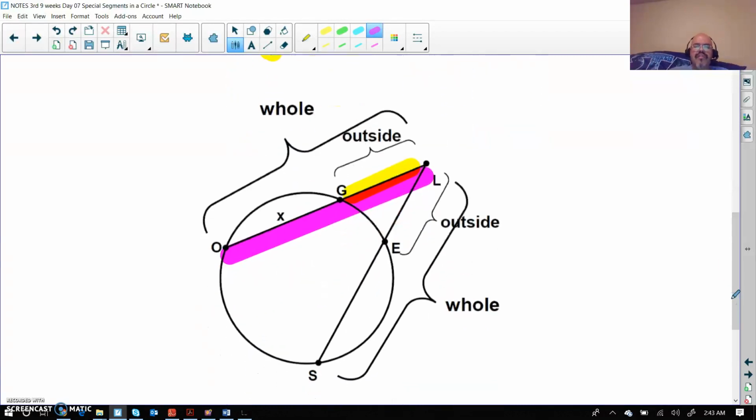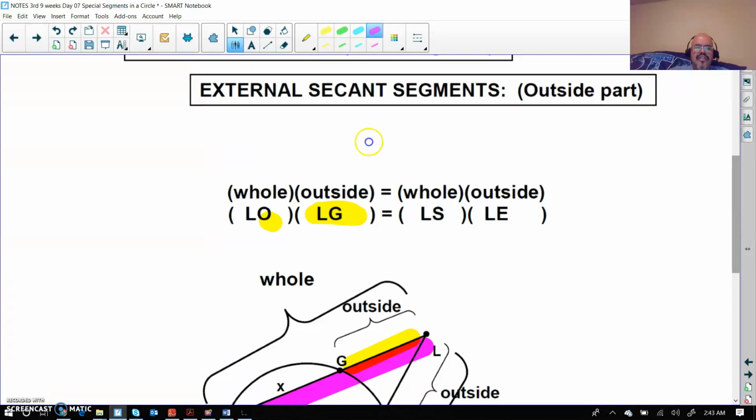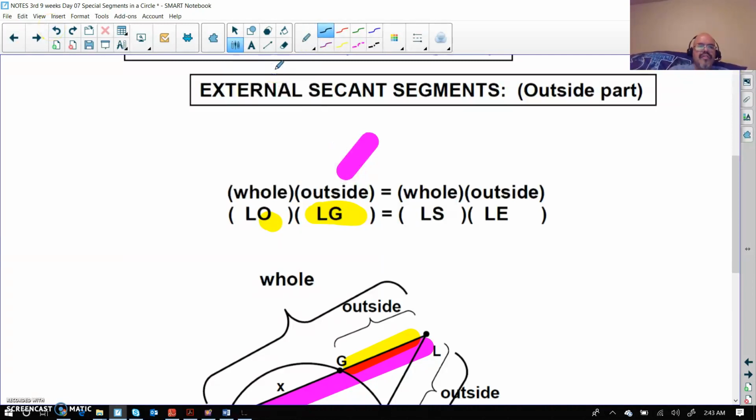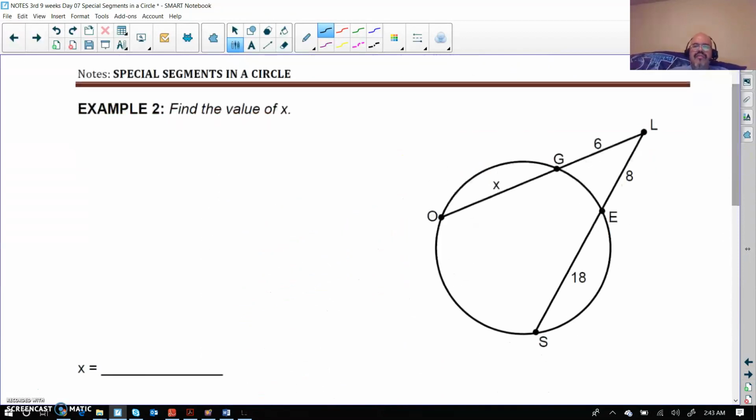You can even see that right here. So just remember, the length outside times the whole length of the segment is equal to the outside part of the other segment multiplied by its entire segment. That's always equal.